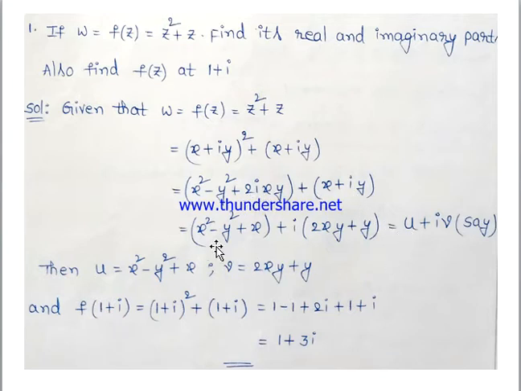So that's why here the real part u is x² − y² + x and the imaginary part v is equal to 2xy + y. We can write here u and v values, and finally you can find f(z) at 1 + i. So here x + iy value is 1 + i. We can substitute it: (1 + i)² + (1 + i), that is equal to (1 + i)² is 1 − 1 + 2i, plus 1 + i. So 1 cancels, we get here 1 + 2i + i = 3i. 1 + 3i is the value for f(z) at 1 + i.